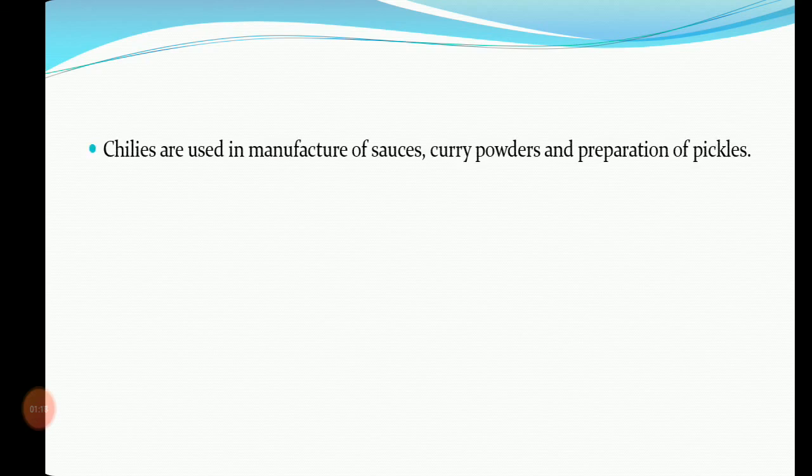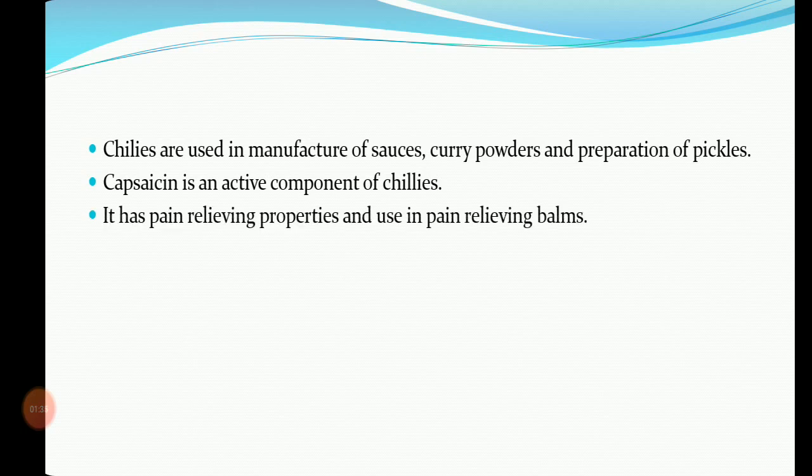Chilies are used in the manufacture of sauces, curry powder and pickles. Capsaicin is an active component of chilies, and they are very pungent because of it. It has pain-relieving properties and is used in pain-relieving balms, like Zandu balm. Chilies are a good source of vitamin C, vitamin A and vitamin E.